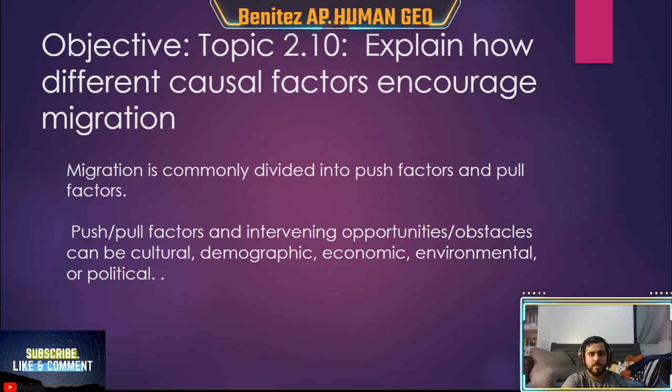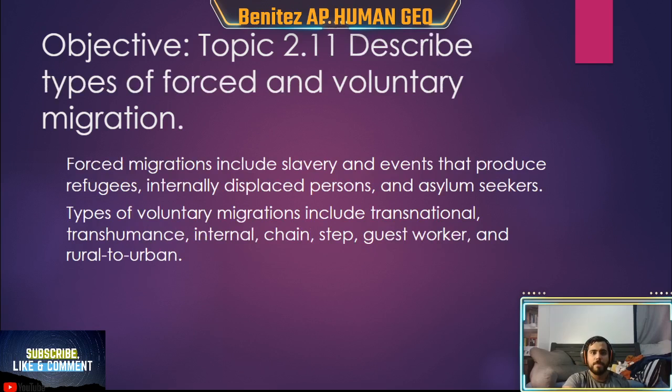Here's our objective. We're going to explain why people are migrating. And then here's another objective. We're going to talk about the two types of migration. There's forced migration and there's voluntary migration.